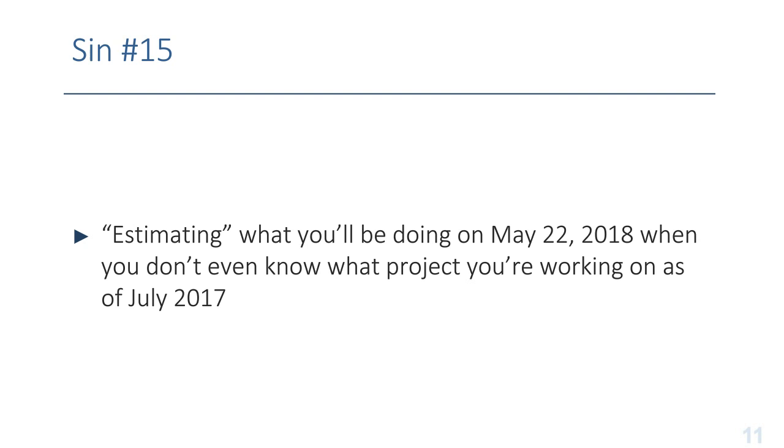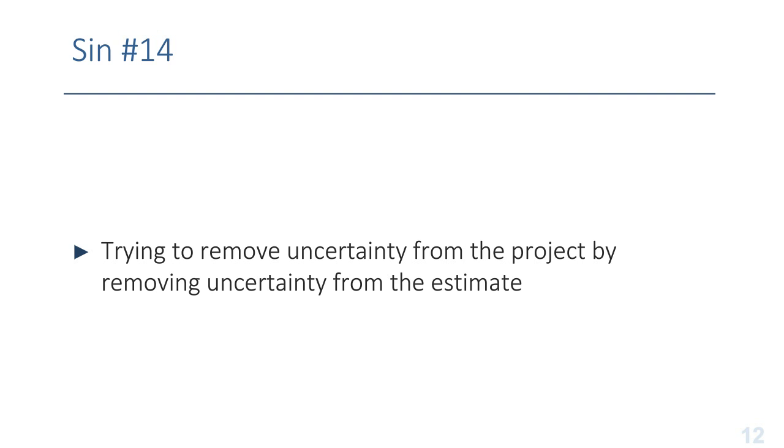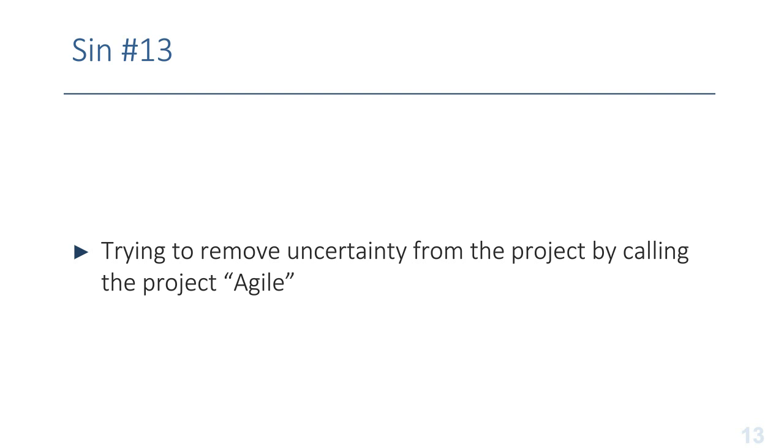Almost deadly sin number 15 is estimating what you'll be doing on May 22nd, 2018 when you don't even know what project you're working on as of July 2017. And this is basically a confusion about what the word estimating even means, and we'll talk about that a little bit more on one of the actual deadly sins. Almost deadly sin number 14, trying to remove uncertainty from the project by removing uncertainty from the estimate. And I think the fallacy there speaks for itself.